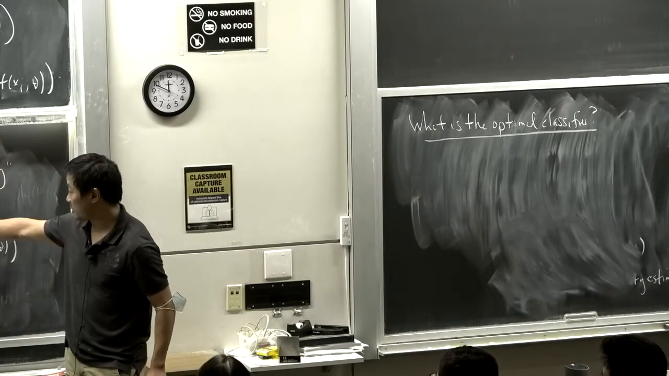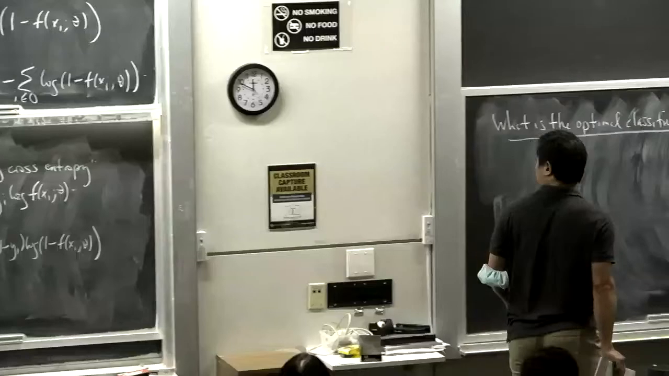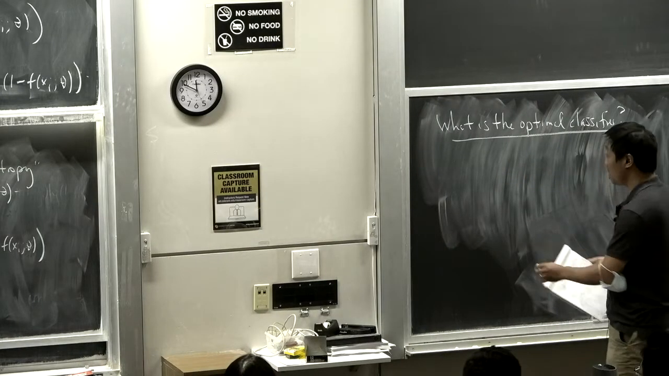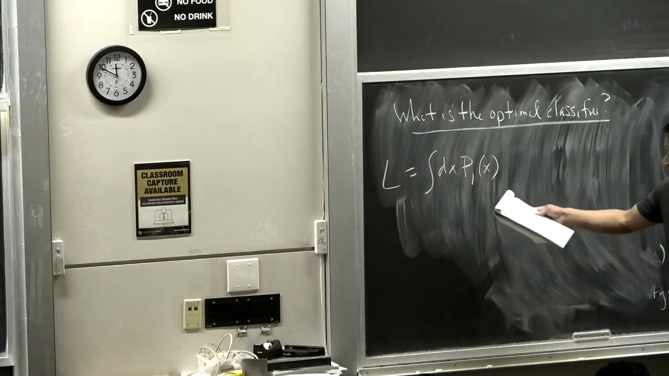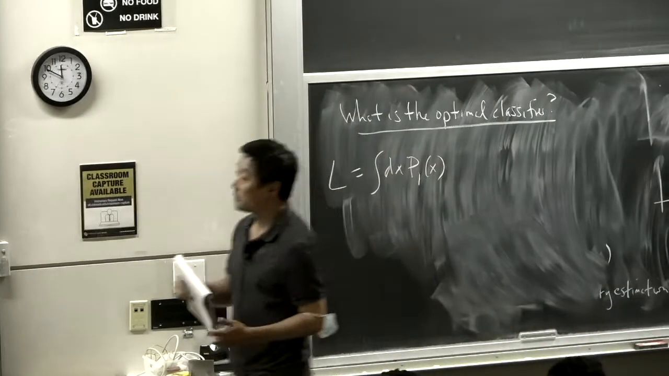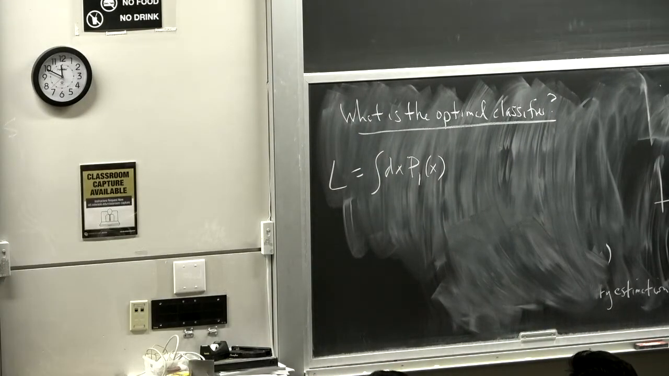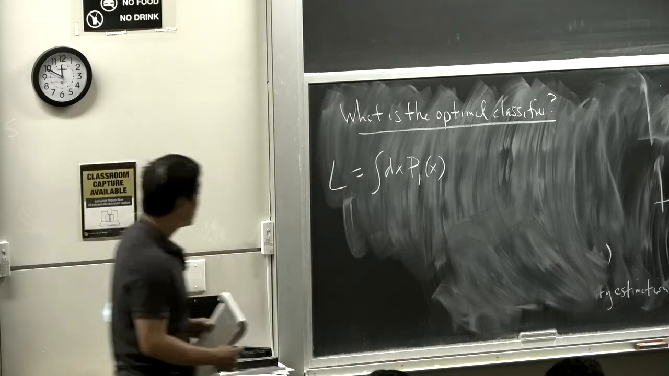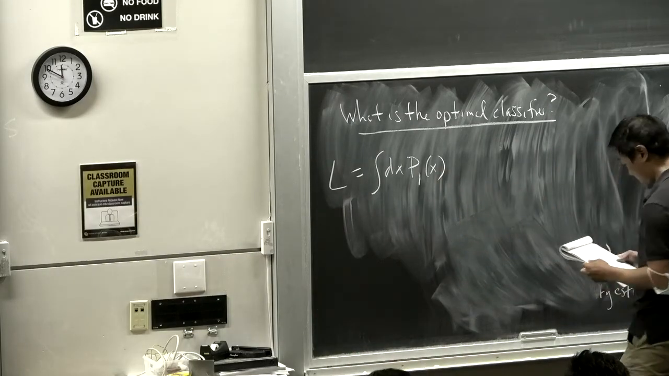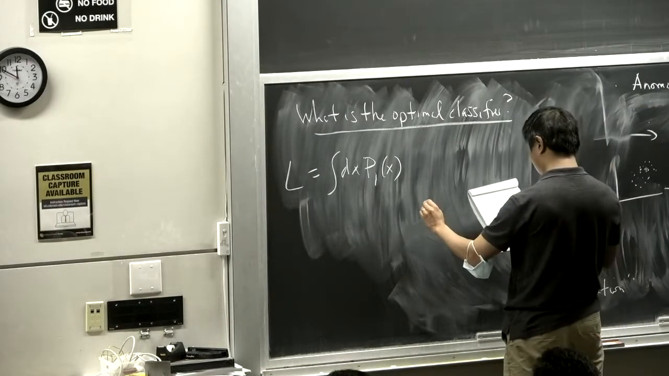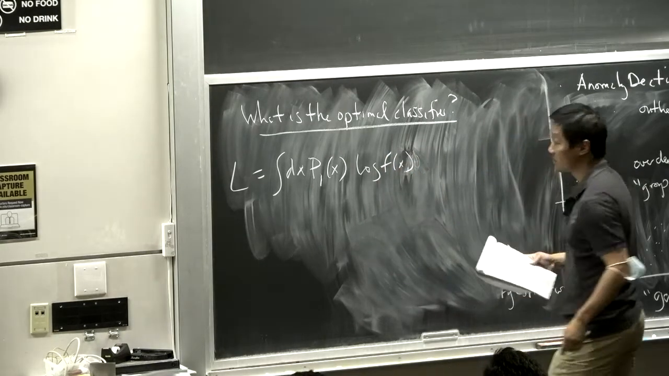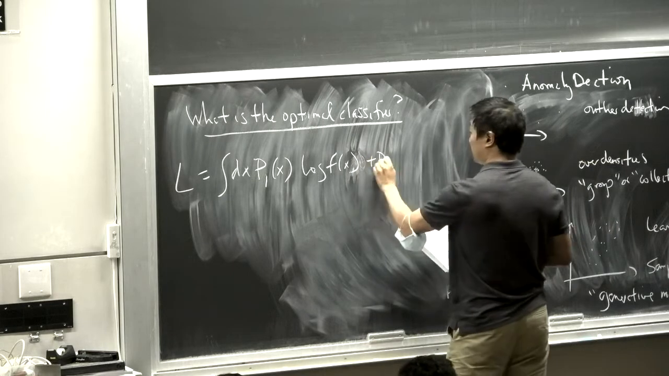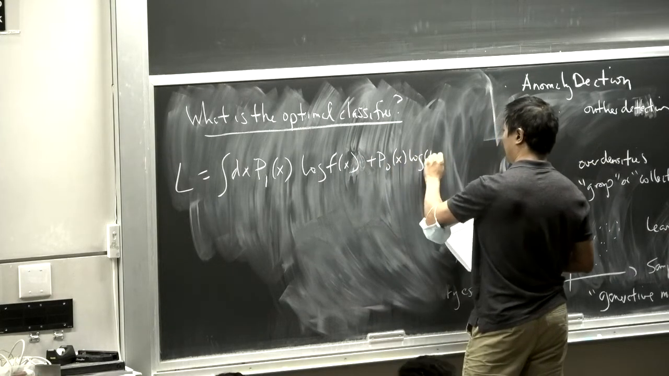To do that, I have to go to the continuous form of this, where instead of a sum over class 1 and class 0, I have an integral. All the data in class 1 has some distribution, let's say that's p1 of x, and all the data in class 0 has another distribution, p0 of x. That is the sampling estimator for the following. Let me just get rid of the theta: p1 of x log f of x plus p0 of x log (1 minus f of x).